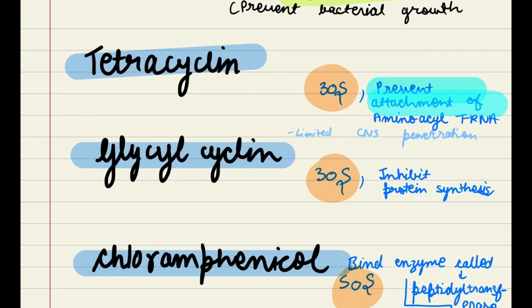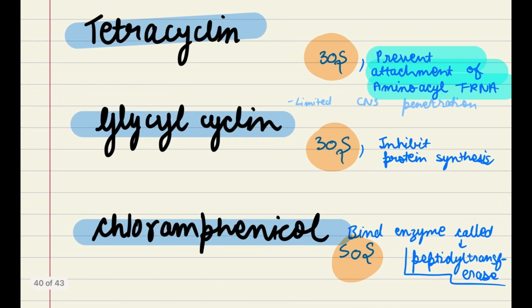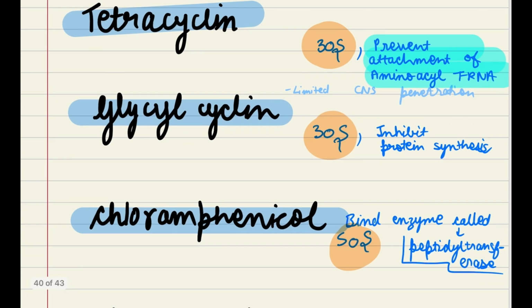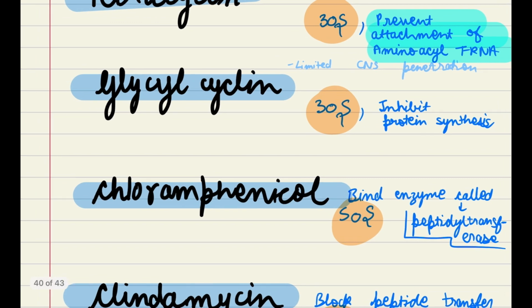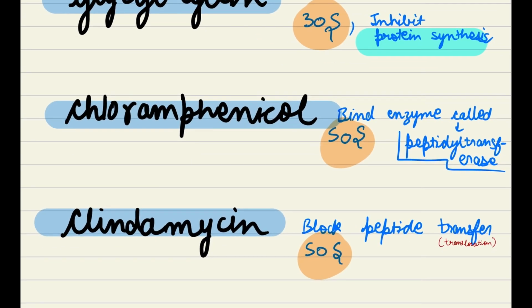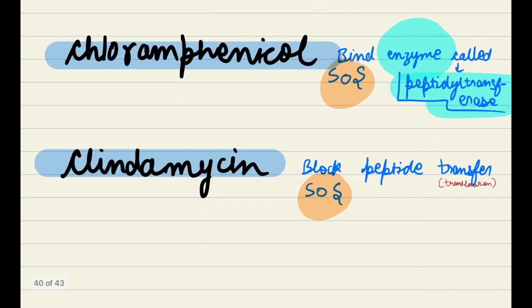It prevents the attachment of amino acyl tRNA. Now over here I want all of you to make a note: there is limited CNS penetration. Glycylcycline inhibits the synthesis by binding to 30S. So simple, the simplest thing. Chloramphenicol binds to an enzyme, which is peptidyl transferase. At last is clindamycin. How does it work? It blocks the translocation. It blocks the peptide transfer by binding to the 50S.